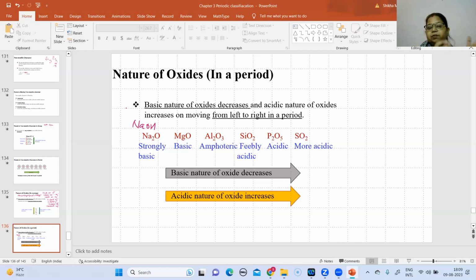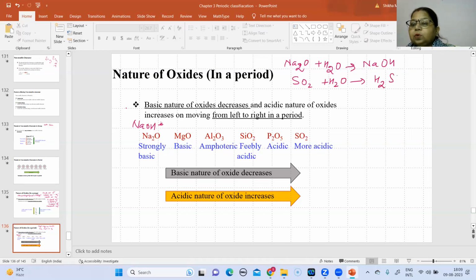Now what we are doing, we are trying to develop a correlation. Sodium oxide, when dissolved in water, will produce NaOH. Whereas when I have SO2, sulfur dioxide, it will react with water to give us H2SO3. This is sulfurous acid. Quickly, can somebody tell me the formula of sulfuric acid? H2SO4. Correct.